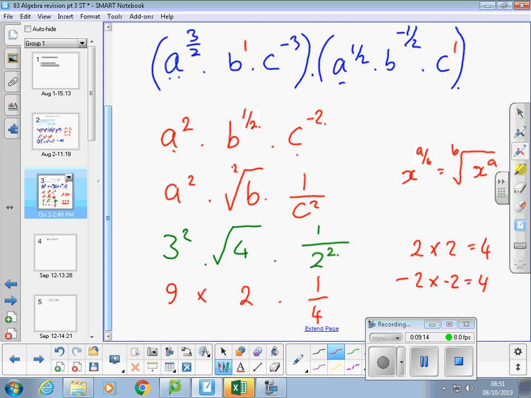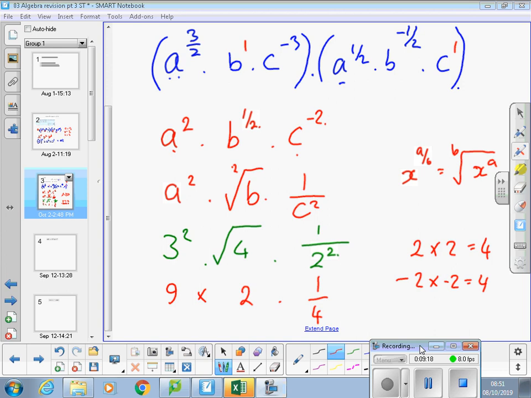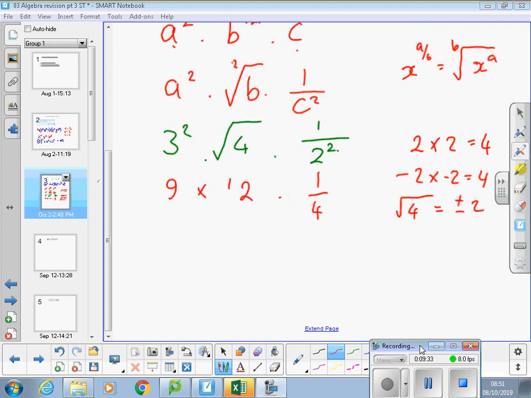Yeah? So whenever you do a square root, you might not be interested in a negative solution, but they're always there. The square root of 4 is equal to plus or minus 2. Yeah? So the solution to this problem is plus or minus 2.